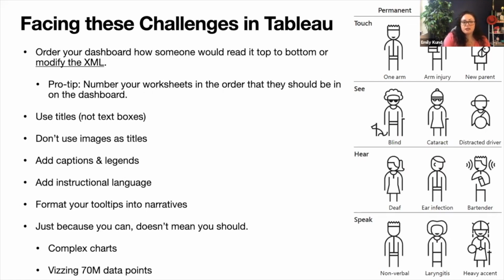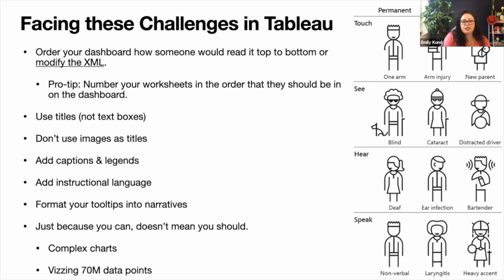Use titles, not text boxes. Don't use images as titles. Again, unless you're putting a descriptor there, the screen reader's not going to read the image. So it would read the font if that were the case. So if you need to use an image, make sure you alt text it, have alternative text.